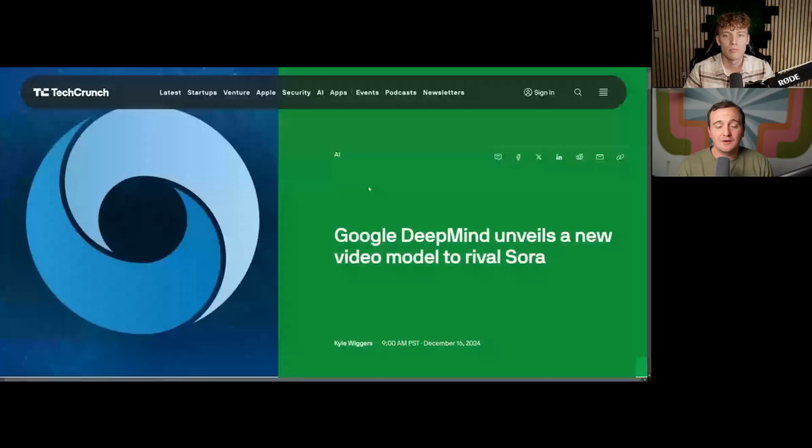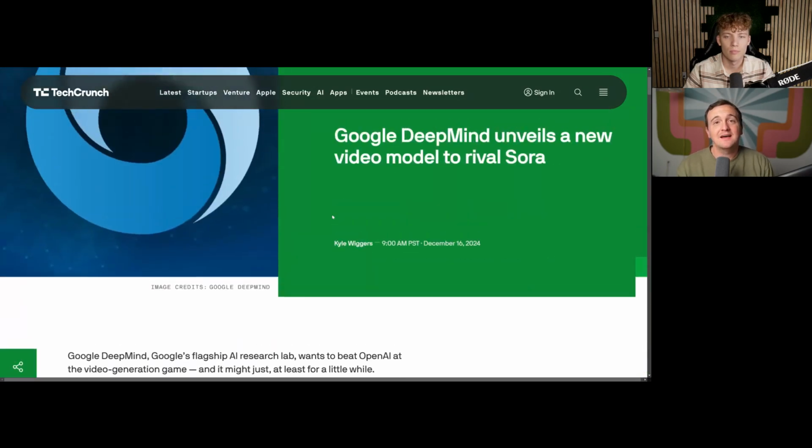Today on the podcast, we're talking about Google DeepMind's recent announcement of Veo 2, which is their answer to Sora. It's an AI video generation software that is supposedly capable of generating 4K footage with excellent physics.